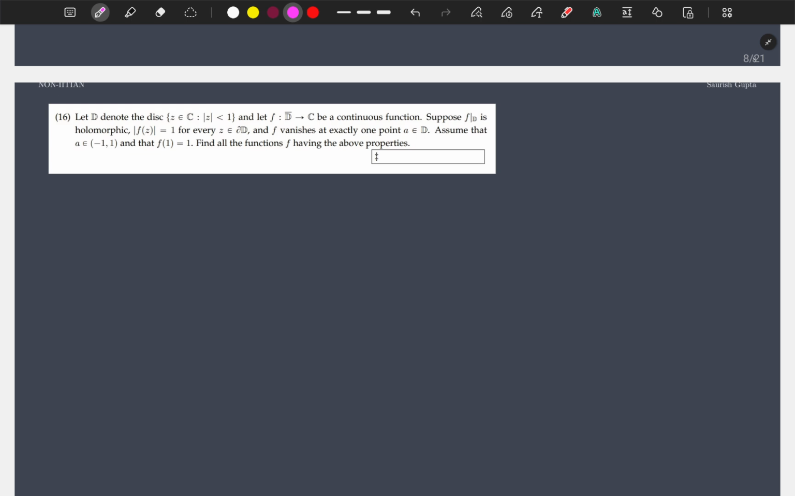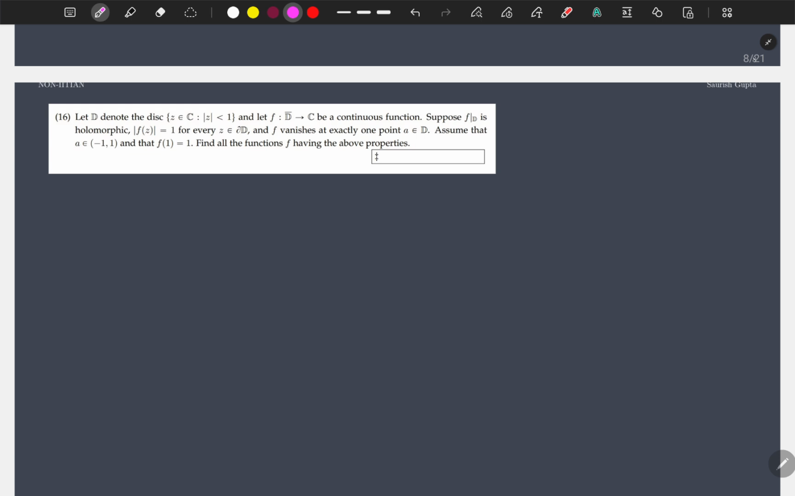The next question says that let D be a disk. D is the unit disk, D closure is the closed unit disk. F is a continuous function on D closure, and f on D is holomorphic. So f on the disk is holomorphic, it's continuous at the boundary. And f vanishes at exactly one point a inside D, and we are given that a is some point from the open interval -1 to 1, and f at 1 is again 1. Find all the functions which satisfy this particular property.